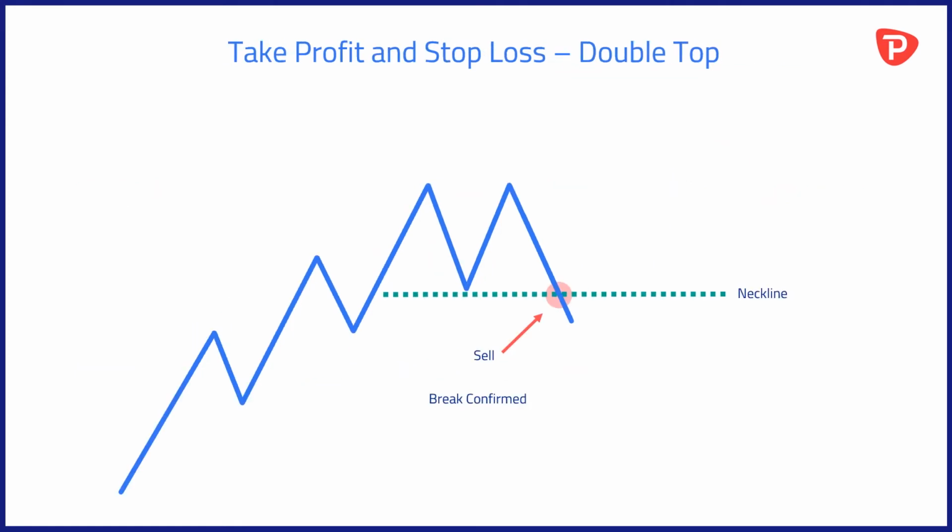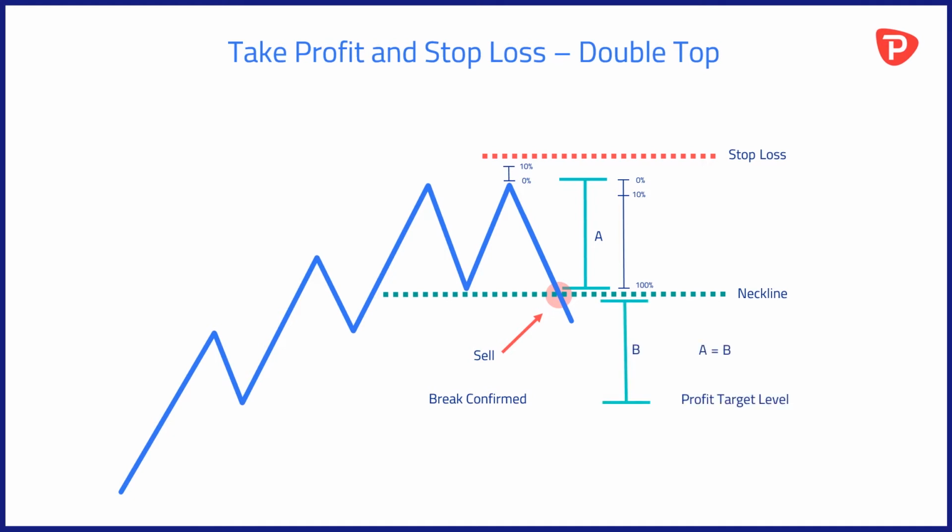Let's now take a look at stop loss and take profit zones for double tops. To calculate the stop loss for a double top, you measure the height from the neckline to the highest peak, and place the stop loss 10% of this distance above the highest peak of the formation. The take profit is calculated as the distance from the neckline to the highest peak, as demonstrated in the example on the screen, and this is extended down from the entry point.